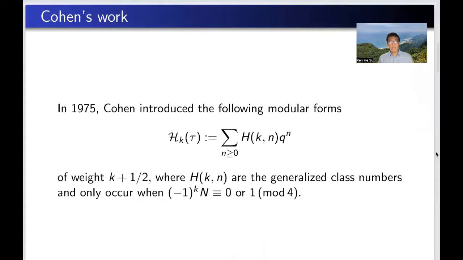In 1975, Cohen introduced the following modular forms H_k, which is of half-integral weight k plus 1/2, and here k is an integer. And here, these Fourier coefficients, H(k,n), are the so-called generalized class numbers, and they only occur when (-1)^k n is congruent to 0 or 1 mod 4.